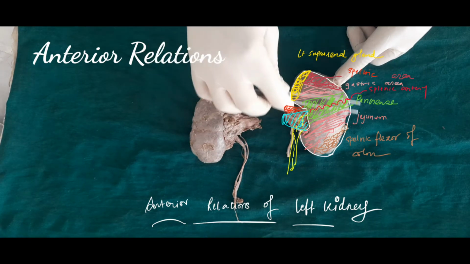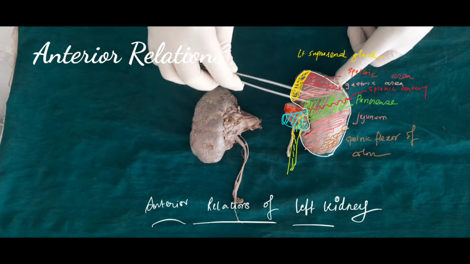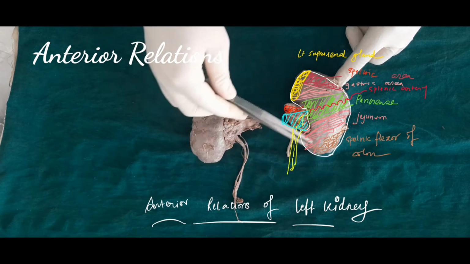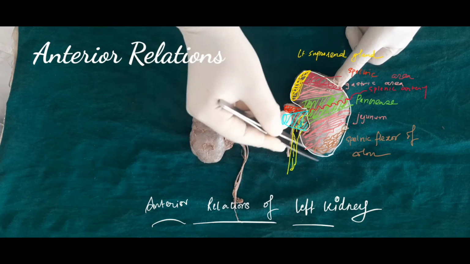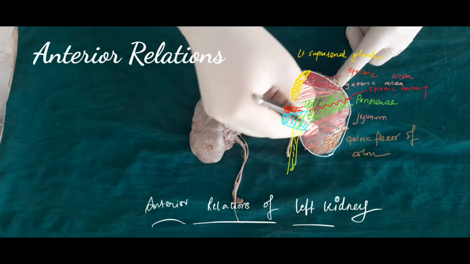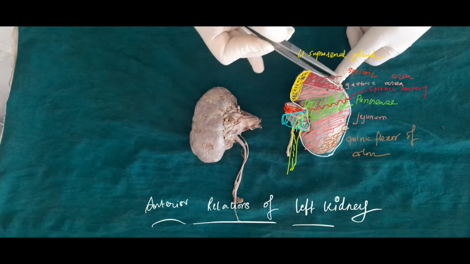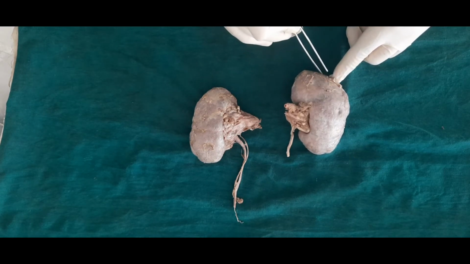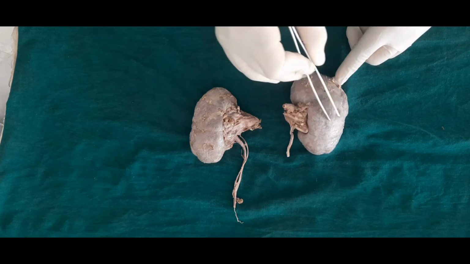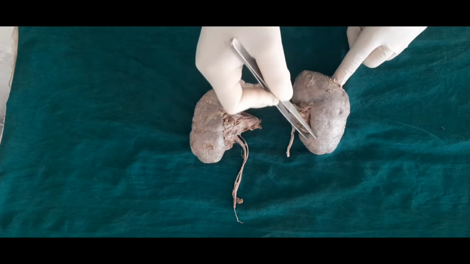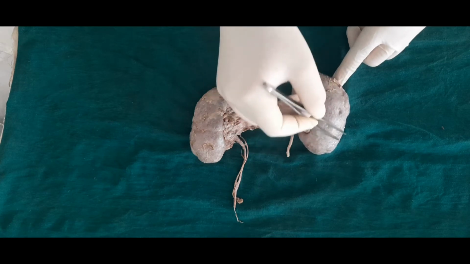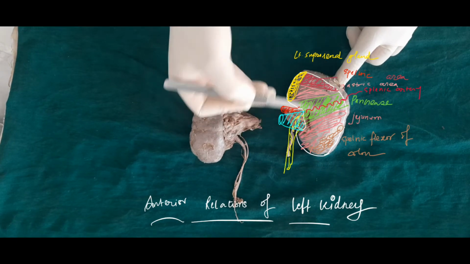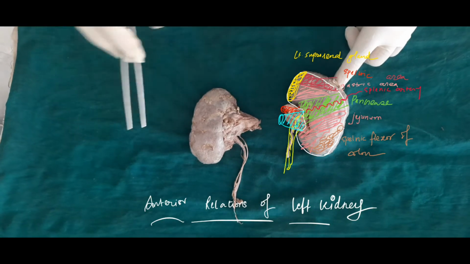Below it, pancreas and the splenic vessels. So this area becomes the pancreatic area. Below it, related with the jejunum on the medial side and the splenic flexure of the colon on the lateral side. So suprarenal gland, then stomach, on the lateral side spleen, then pancreas and splenic vessels, on the medial side jejunum, and here the splenic flexure of the colon. Out of this, the gastric, splenic and jejunal areas are covered by the peritoneum.